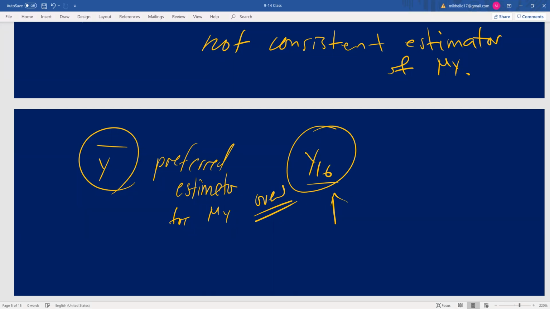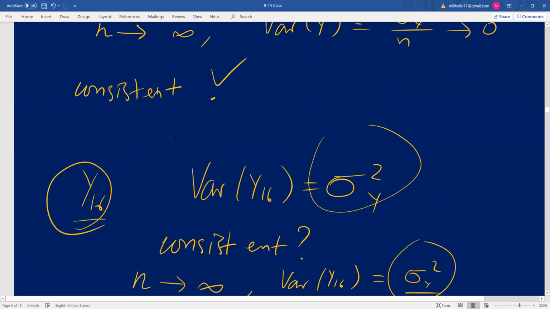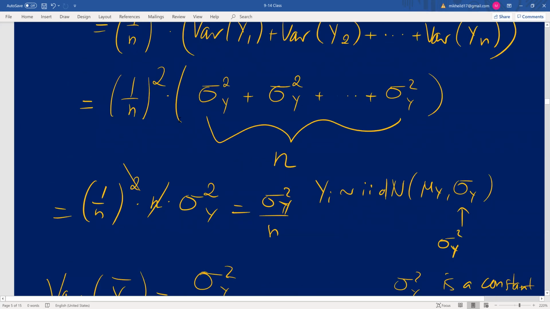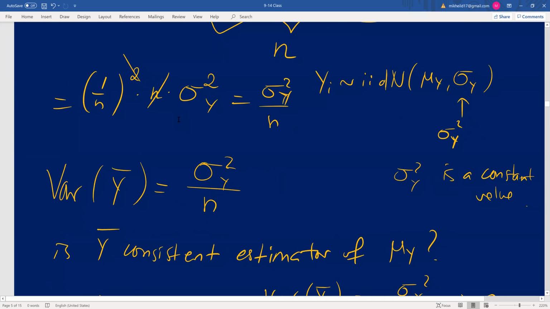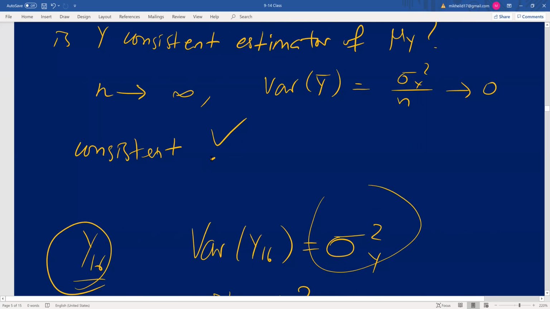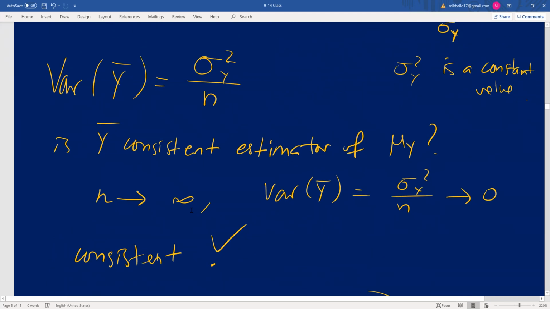Professor, can you please show again why y bar is preferred to y16? First of all, we showed that both y bar and y16 are unbiased. Then we showed that y bar is also consistent because when n goes to infinity, the variance of y bar, which we derived as sigma squared of y divided by n, goes to 0, since sigma squared of y is constant. So that means y bar is a consistent estimator of mu y.